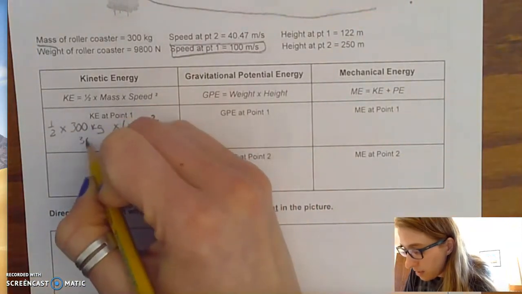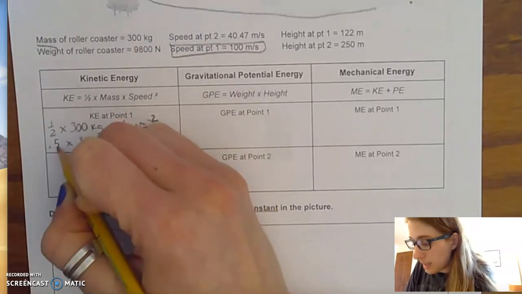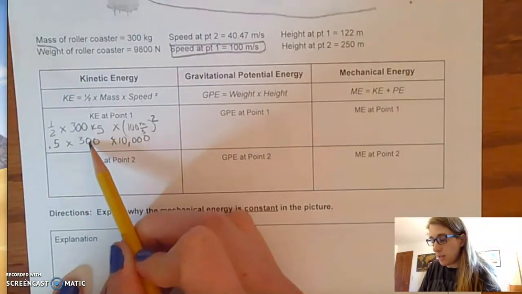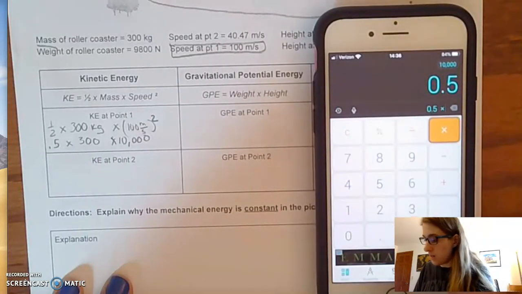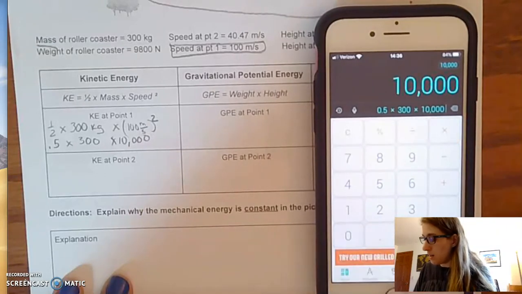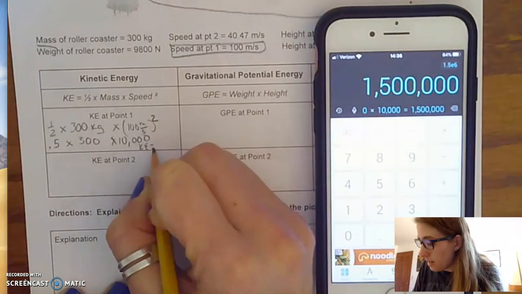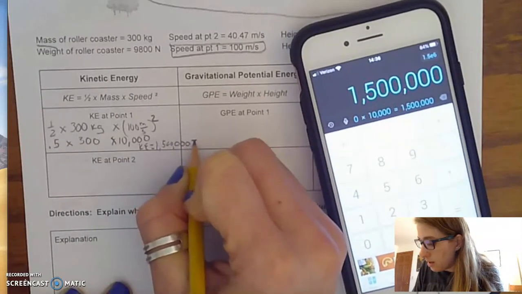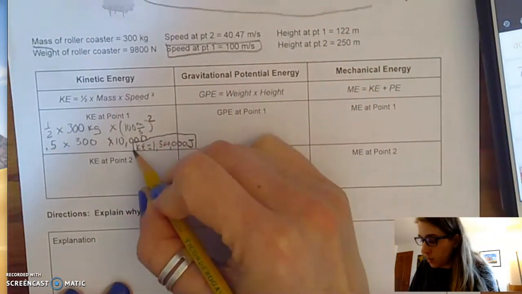Then I'm just going to bring my 300 down. I'm going to change my fraction into a decimal because I like that better. So I can take 1/2 times 300 times 10,000. So I take 0.5 times 300 times 10,000 equals. I get my kinetic energy at point 1 is 1,500,000 joules. So I need to know that that goes with point 1.